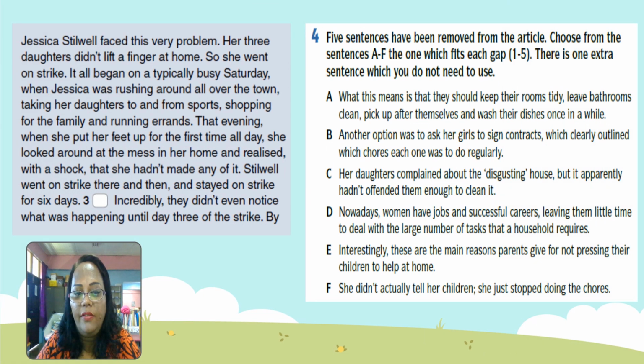Okay, number 3. This is talking about Jessica Stilwell. Stilwell went on a strike when she realized the children were not helping, and she stayed on strike for 3 days. Incredibly, they didn't even notice what was happening until day 3 of the strike. So what do you think happened in between? We already did A and D, right? So the other options are B, C, E, and F.